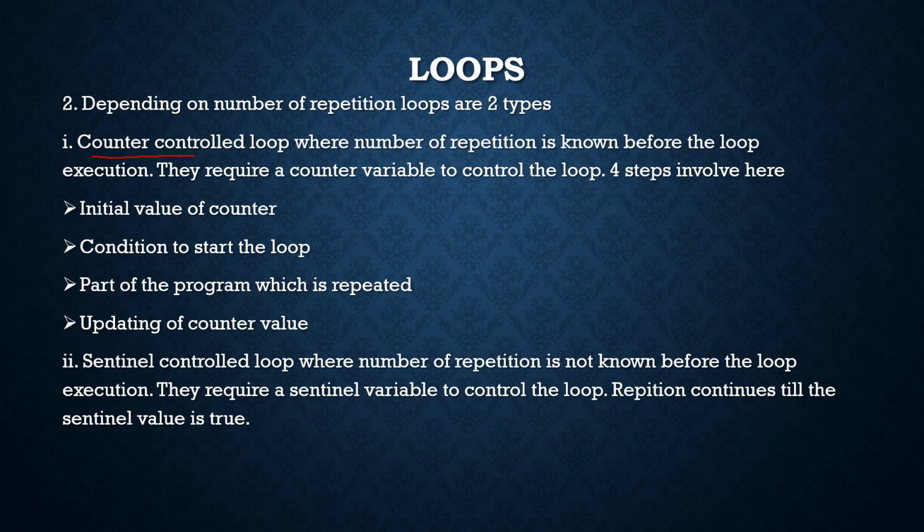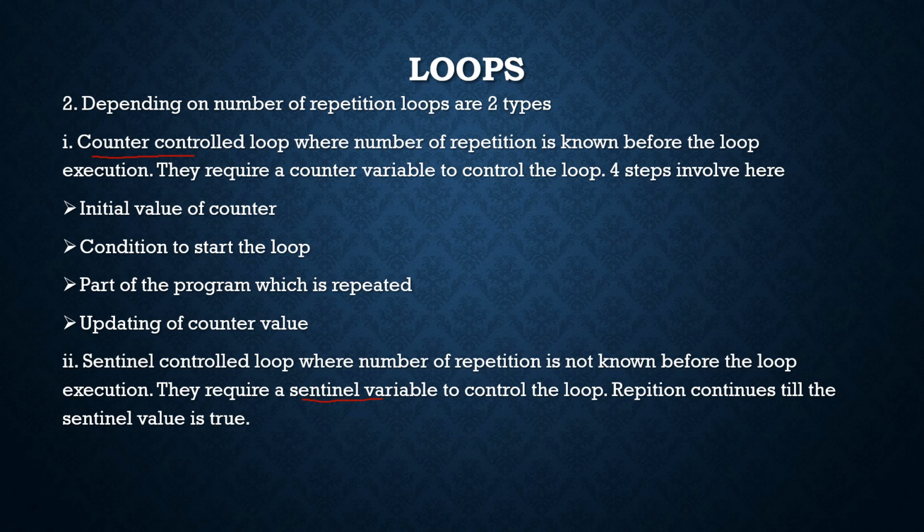Here the number of repetitions is not known before the loop execution. We can only know the number of repetitions after the execution, and it depends on what? It depends on a sentinel variable. This variable controls the loop execution.